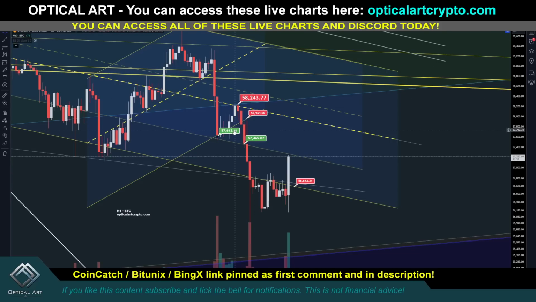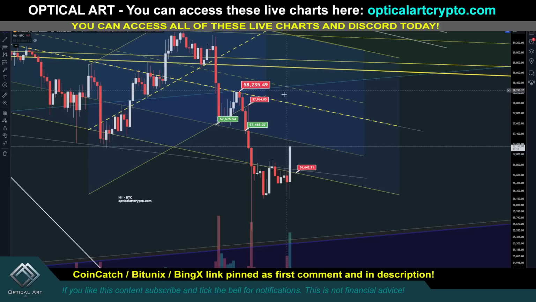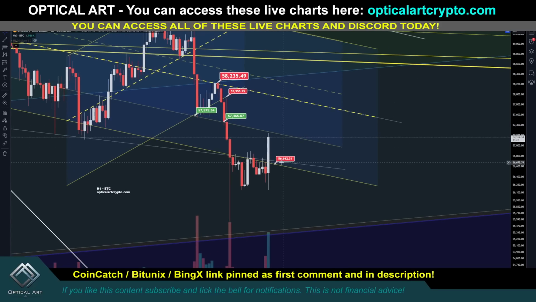But as you can see, when I created these fib channel lines, this was your point to go long. You see we got a perfect rejection at 58,235. We came down, found support right on this parallel channel, pushed up, got rejected, we came down. And notice right now, we just broke above this resistance.